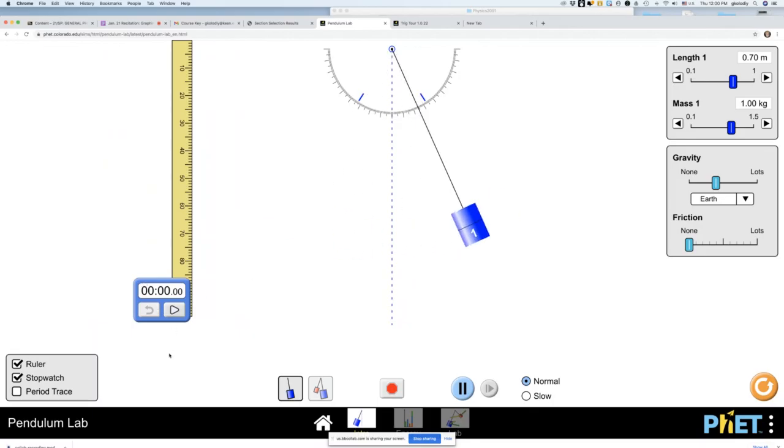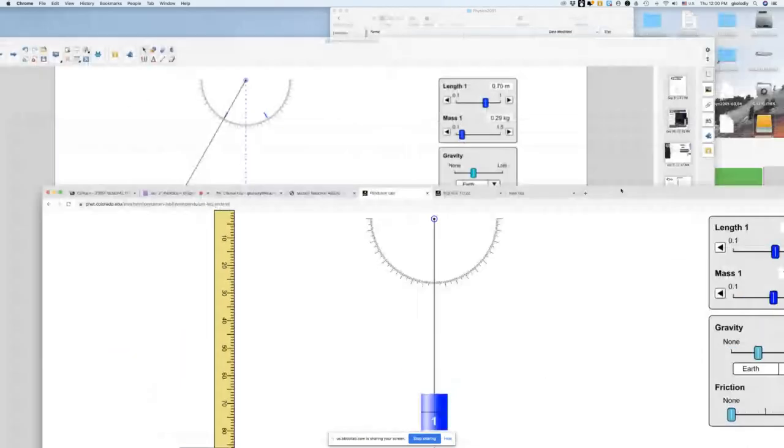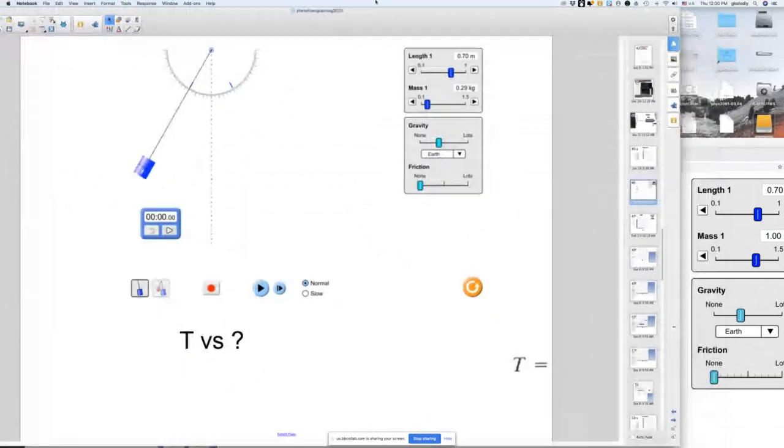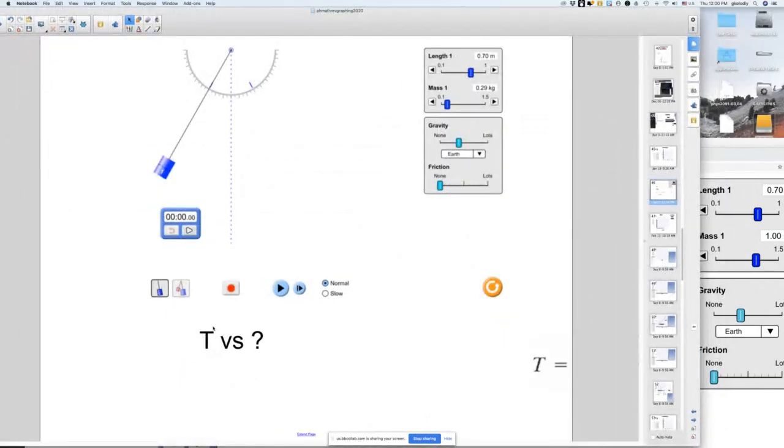All right? So let me stop this. So that's the lab. So we're going to collect data. We're going to collect data you do in that lab of the period. We call that T, the time for one oscillation, versus, well, we're going to guess that length. Okay, the length, it matters. Length affects it. And the question is, how are they related to one another, if that's true? So we make a graph of T versus L.